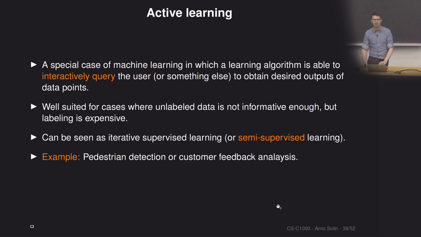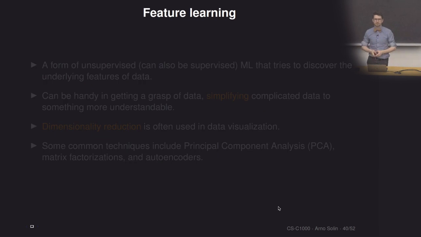This could be pedestrian detection or customer feedback analysis. So if there's a weird feedback, the method might ask a human to actually provide labels. Was it positive, was it negative, or was it just nonsense?